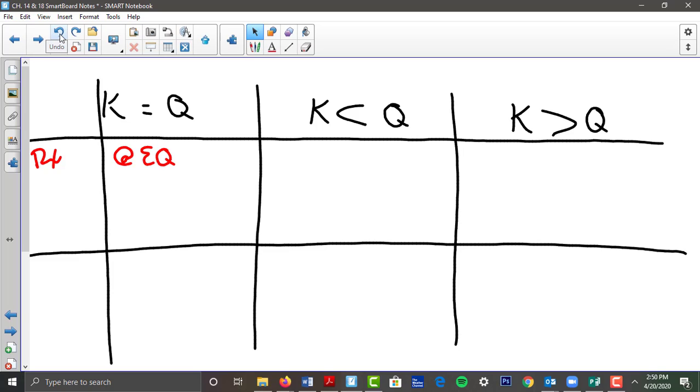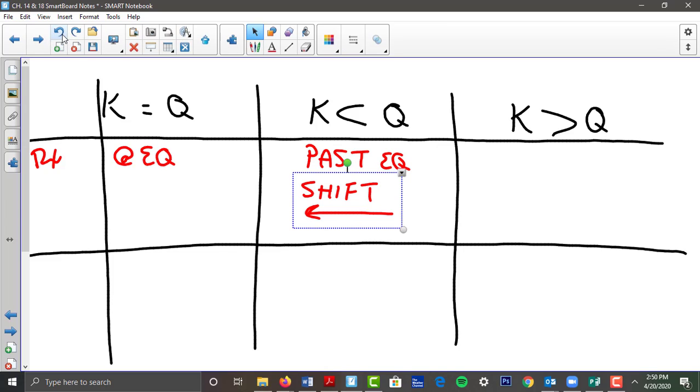We learned that in chapter 14, if Q is greater than K, it's gone past the point of equilibrium. And as a result, that means it has to work its way back to equilibrium, meaning that there's too much product, not enough reactant. So the product has to go down, reactant has to go up. So it's going to shift left until the equilibrium is met by the reaction quotient.